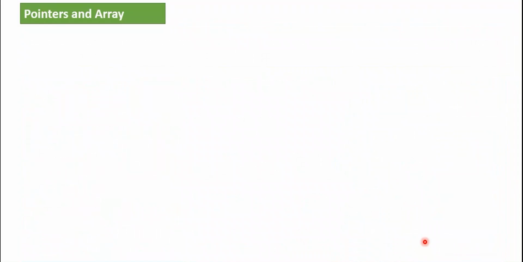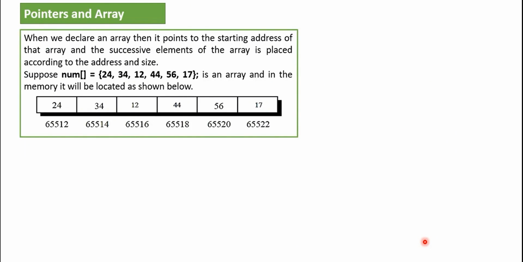Now let's talk about pointers and arrays, how these things are related, okay? When we declare an array, it points to the starting address of that array, and the successive elements of the array are placed according to the address and size. Suppose we have an array num having the values 24, 34, 12, 44, 56, 17, okay? In the memory, it will be located as shown below, okay?